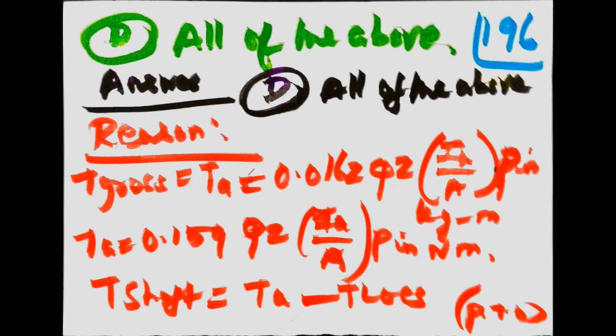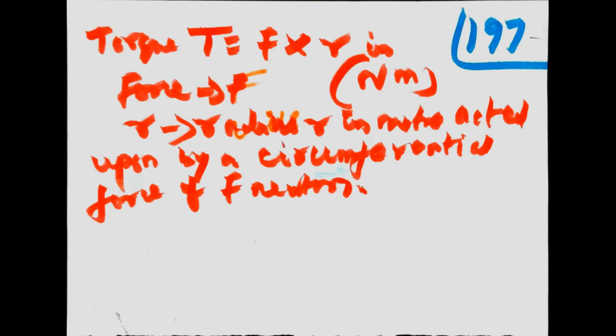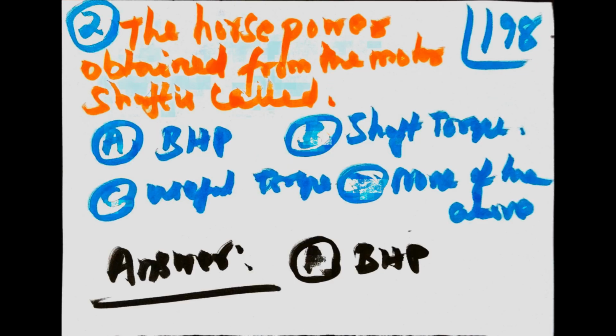Reason. T is equal to Ta is equal to 0.0162 φ Ia Z P divided by A in kg-meter. Ta is 0.159 φ Ia Z P divided by A in Newton meter. T shaft is equal to Ta minus T loss. Torque T is force into radius, where F is force and R is radius. Torque is F into R in Newton meter, acted upon by a circumferential force of F Newton.